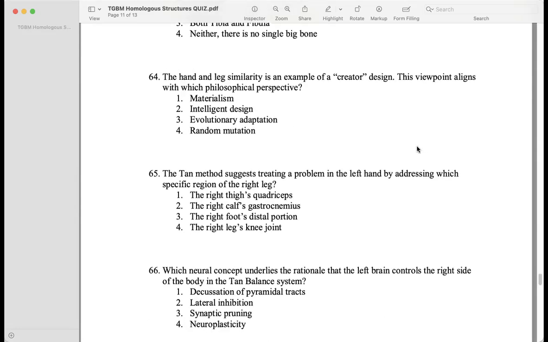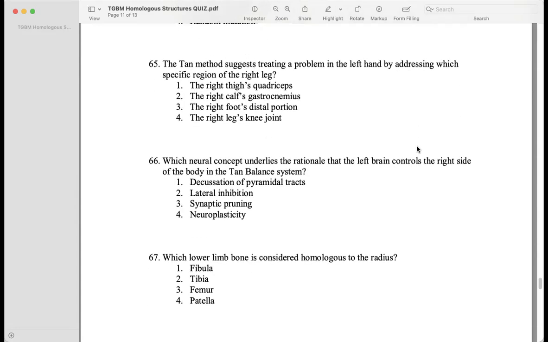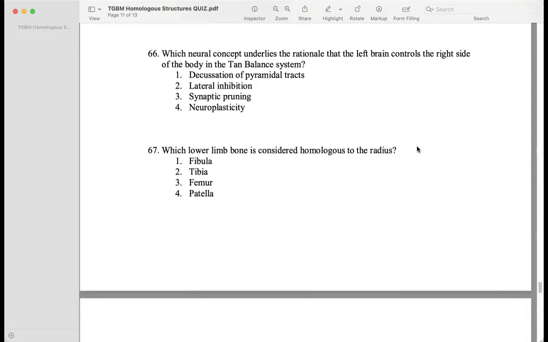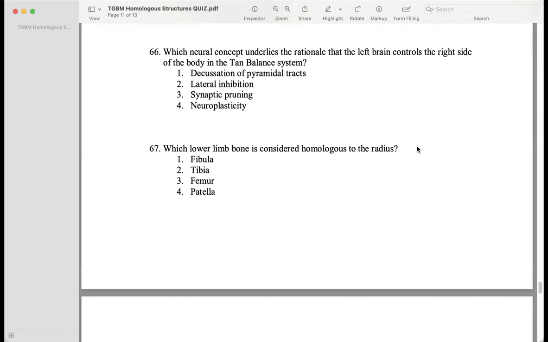Only the upper leg. The hand and leg similarity is an example of a creator design. This viewpoint aligns with which philosophical perspective? Intelligent design. The Tan method suggests treating a problem in the left hand by addressing which specific region of the right leg? The right foot, distal portion. Which neural concept underlies the rationale that the left brain controls the right side of the body in the Tan balance system? The decussation of pyramidal tracts.